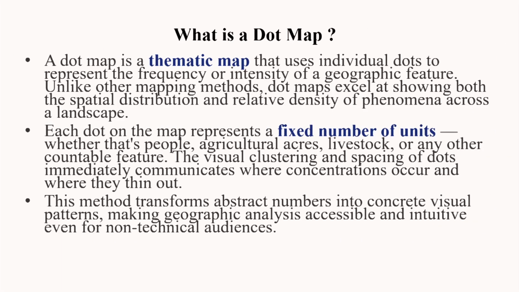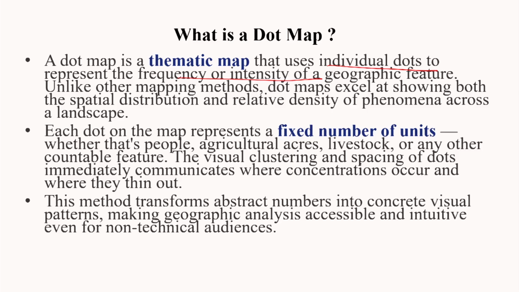So, what is a dot map? A dot map is a thematic map that uses individual dots to represent a frequency or a value. So, unlike other maps, a dot map excels in showing both the spatial distribution and relative density of phenomena across a landscape.